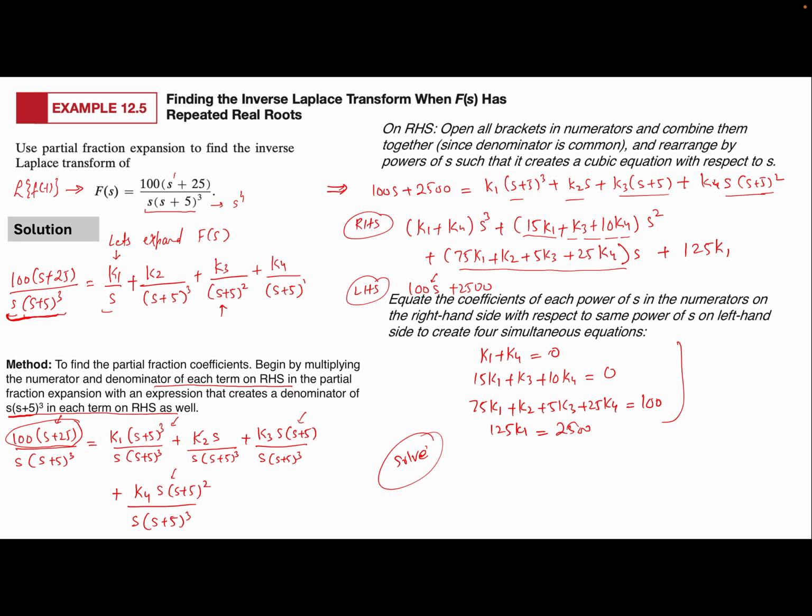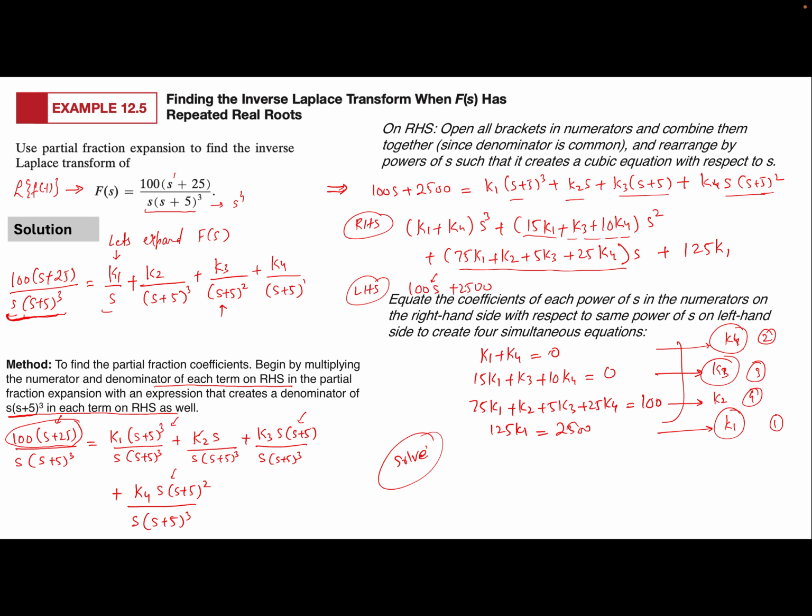So for example, you can see that from this one you can find the value of k1. And once you find the value of k1, from this one you can find the value of k4. Once you find the values of k1 and k4, you can put them into this equation and find the value of k3, because k1 and k4 will be known. And once you know all of these values, then put them over here. So this is your first step, this is your second step, this is your third step, and over here you're going to get the value of k2 in the fourth step.